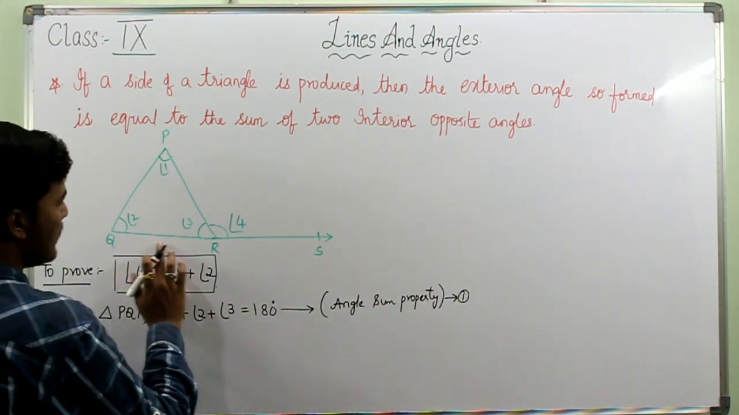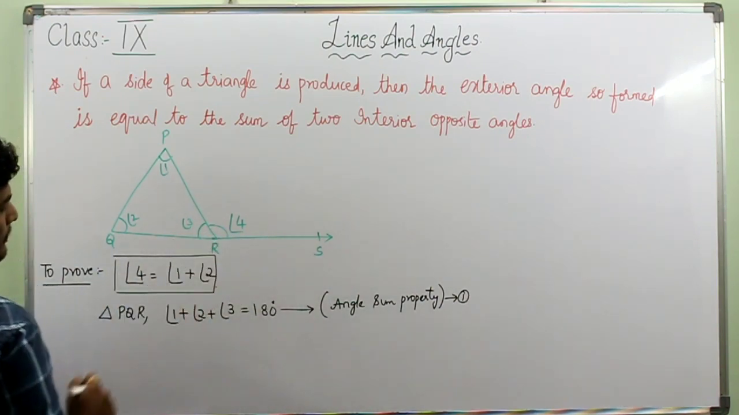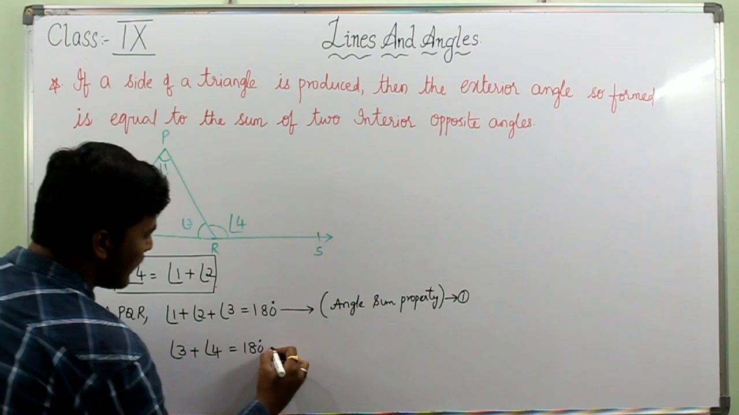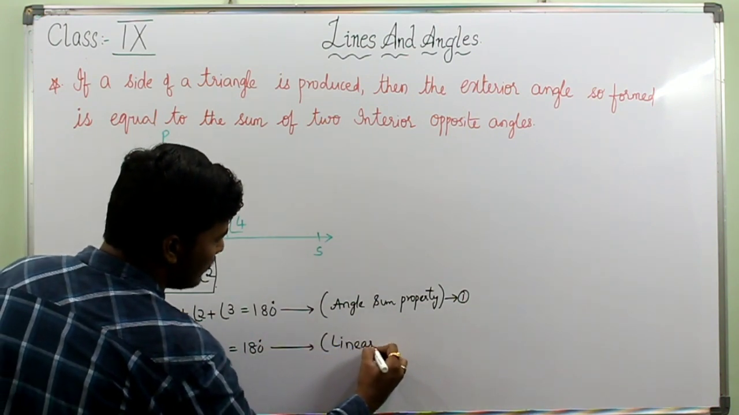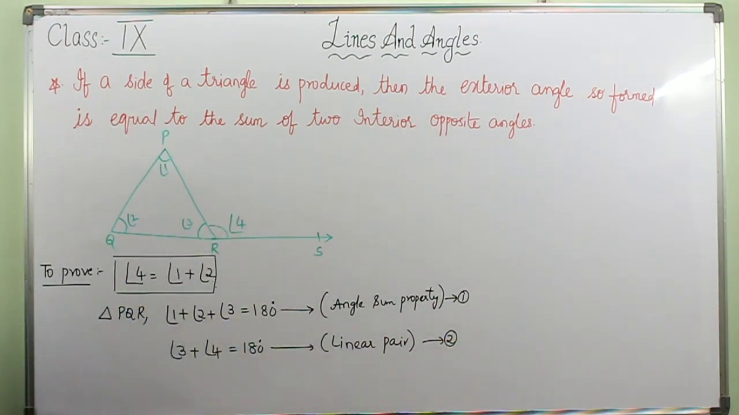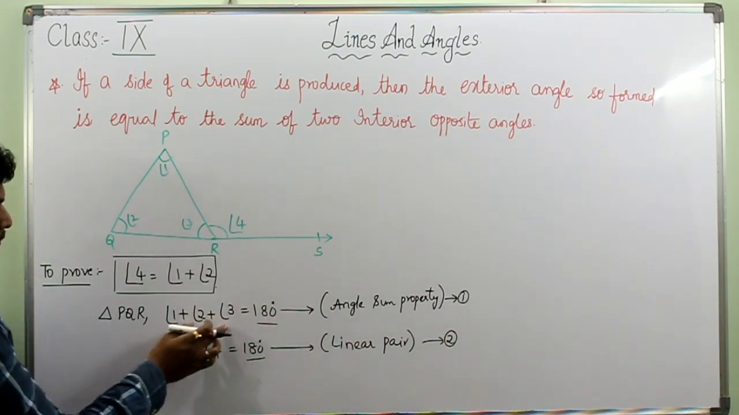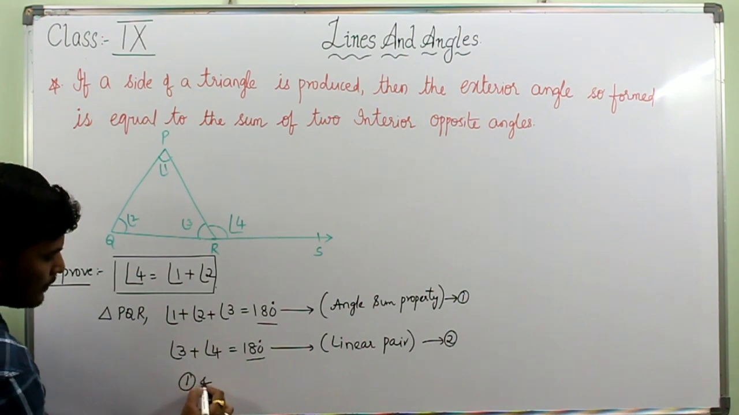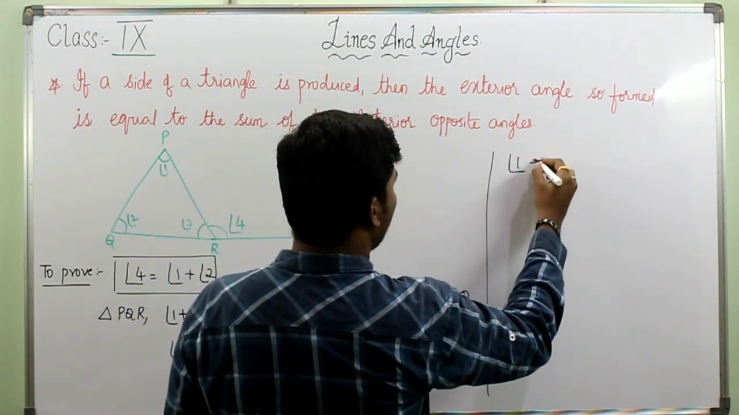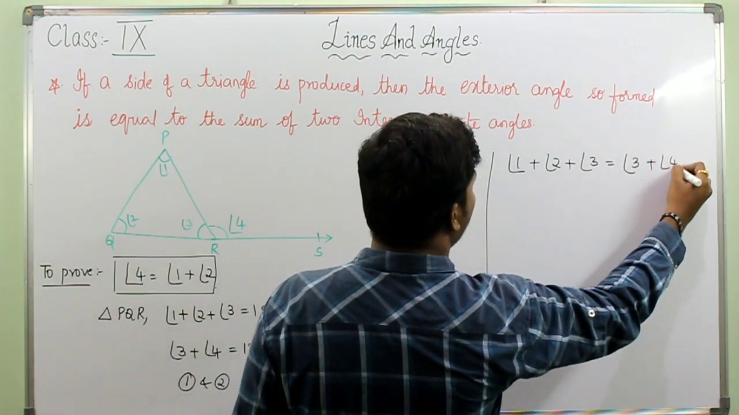The second case: this is a straight line, and it forms a linear pair, that is, angle 3 plus angle 4 equals 180 degrees. The reason is linear pair. Name it equation number 2. Now in both equations 1 and 2, we have 180. So I will equate the two. Equating, I get angle 1 plus angle 2 plus angle 3 equals angle 3 plus angle 4.